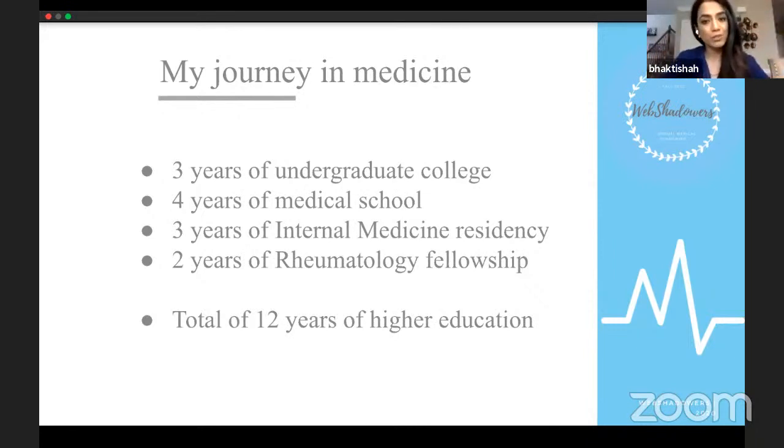But the purpose of the interview is to see what kind of person are you? Will you make a good doctor in the future? Are you going to be available for your patients? Will you be able to comfort them in times of their most vulnerable periods? That's what medical schools want to see.